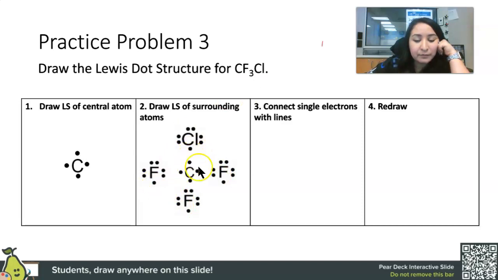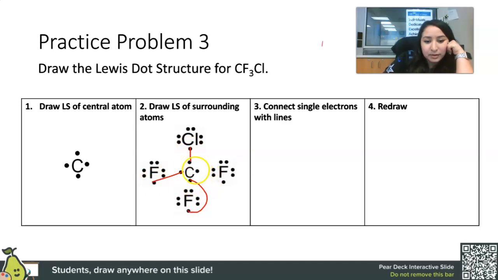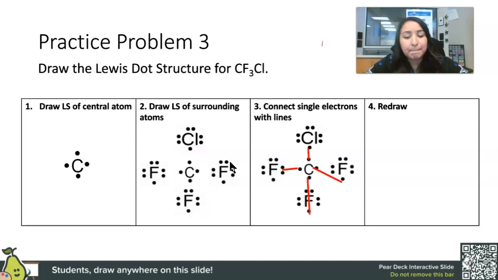Here we have the fluorines and the chlorine. All we're going to do is connect the single dots, right? So I'm going to connect this one to this one, this one to this one over here, and this one over here. Look how I did my lines. They're not symmetrical at all. Oh, I forgot to tell you guys to pause. So you should have something like that.